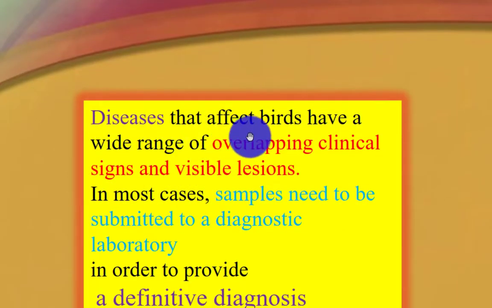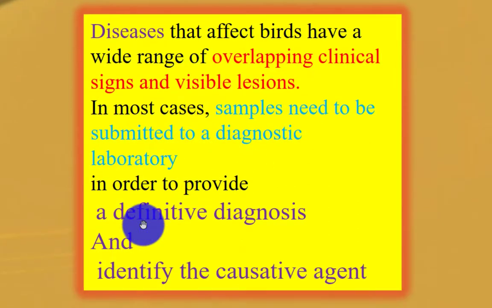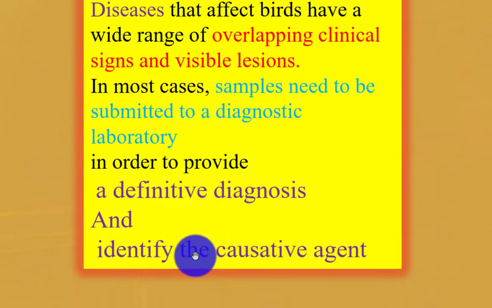Diseases that affect birds have a wide range of overlapping clinical signs and visible lesions. In most cases, samples need to be submitted to a diagnostic laboratory in order to provide a definitive diagnosis and identify the causative agent.